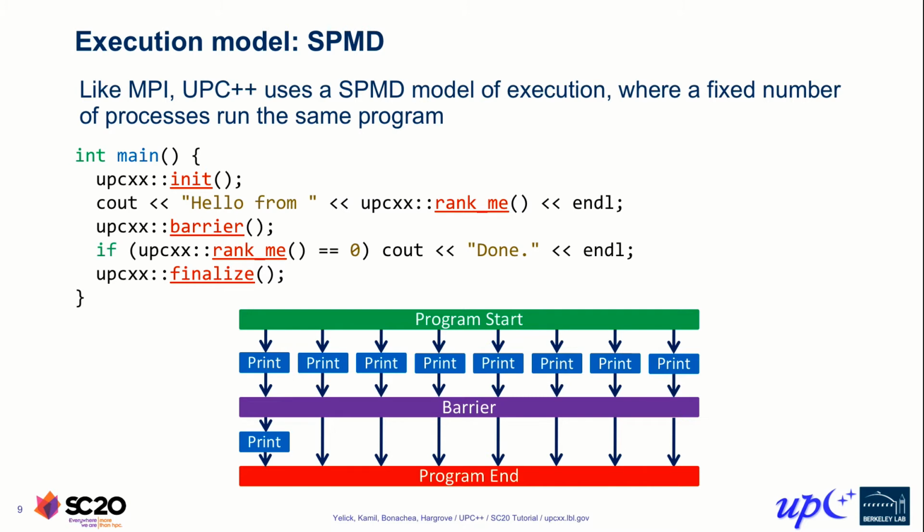So what is the execution model for UPC++? Well, it's very similar to MPI's typical model, which is a single program, multiple data, or SPMD model of execution, where we have a fixed number of processes and they run the same program, but they're not synchronized in lockstep. So for example, at the start of a program, if we're running this little main function here, we're first of all going to initialize the UPC++ runtime system.